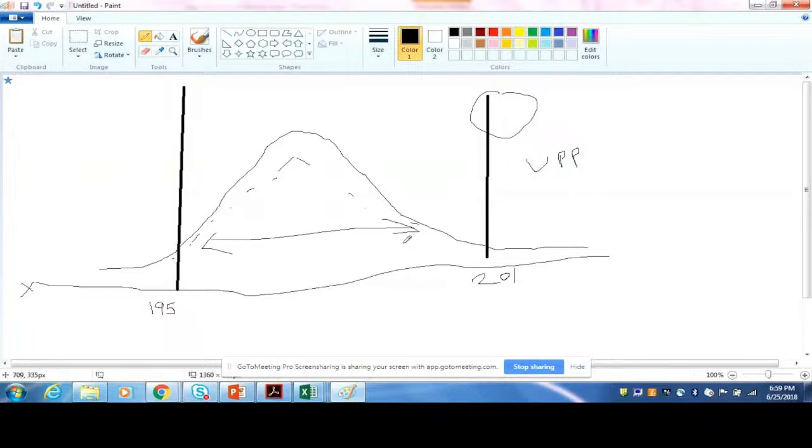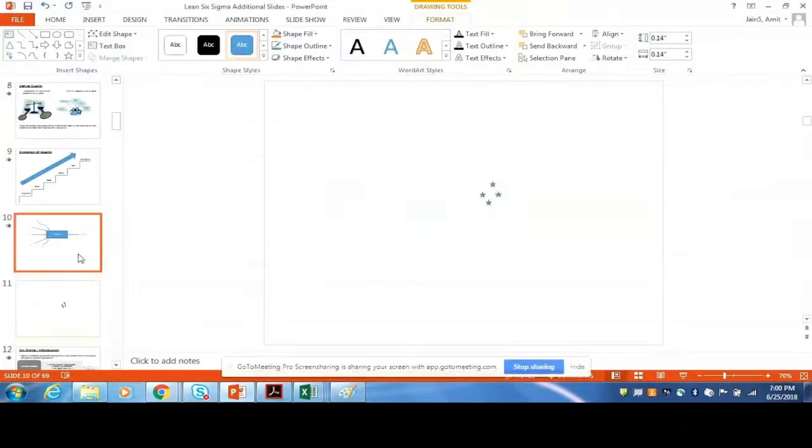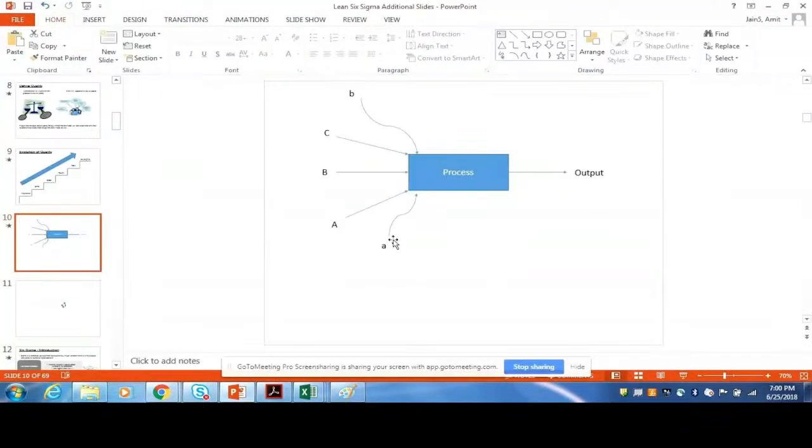So 195, 201, right? This is what the customer said. So it is not every time that you would deliver it within these specifications. All the output outside of it is largely because of the variation which is there in the process. And this variation in the outputs is caused primarily because not all the factors are within your control, right? Because of the factors that we saw here, not everything is within control.